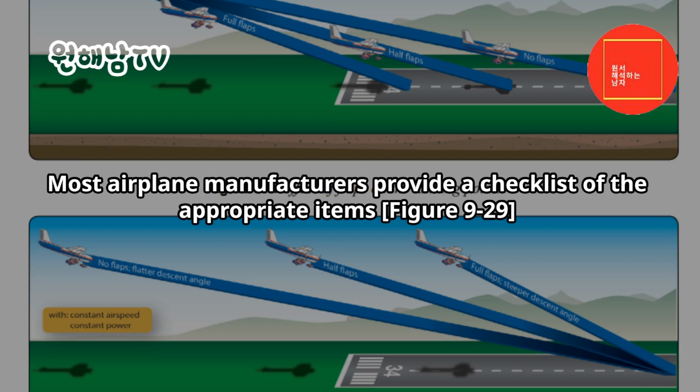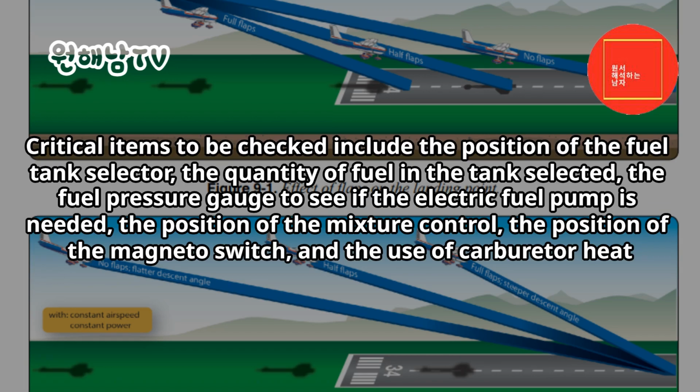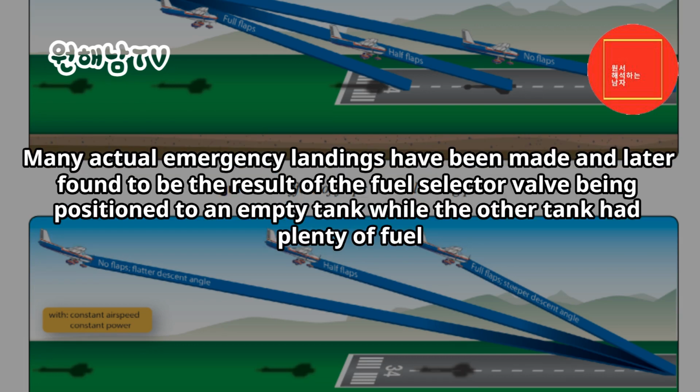Figure 9-29. Critical items to be checked include the position of the fuel tank selector, the quantity of fuel in the tank selected, the fuel pressure gauge to see if the electric fuel pump is needed, the position of the mixture control, the position of the magneto switch, and the use of carburetor heat. Many actual emergency landings have been made and later found to be the result of the fuel selector valve being positioned to an empty tank, while the other tank had plenty of fuel.